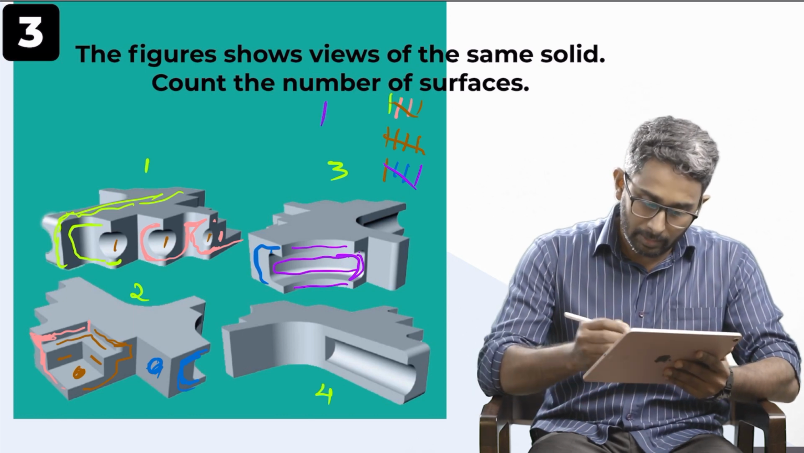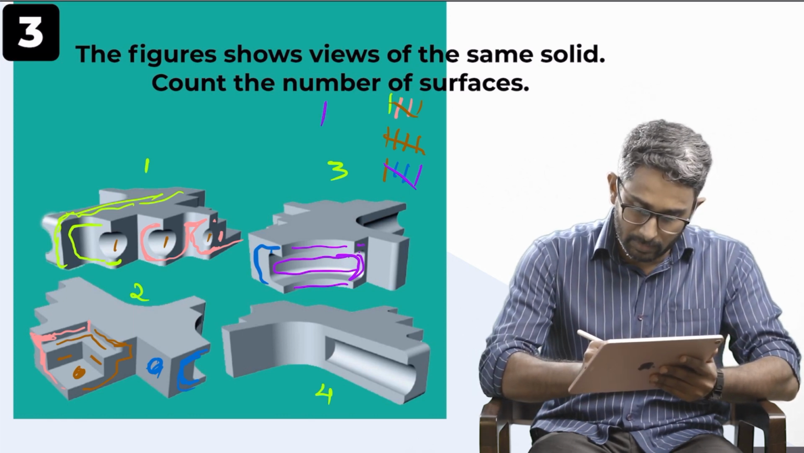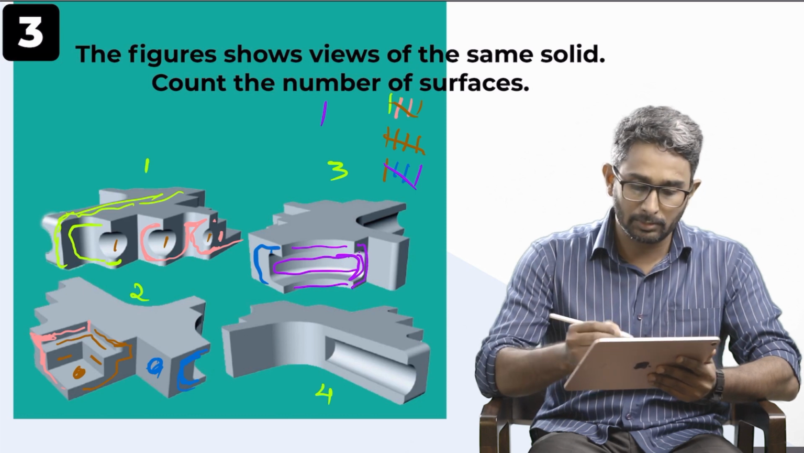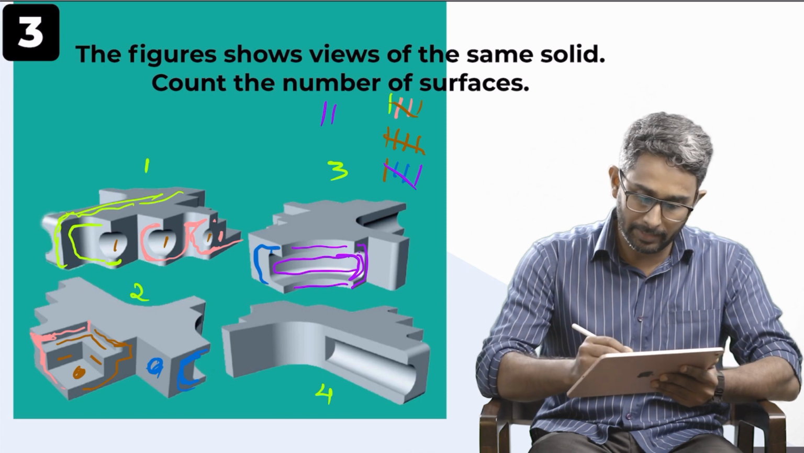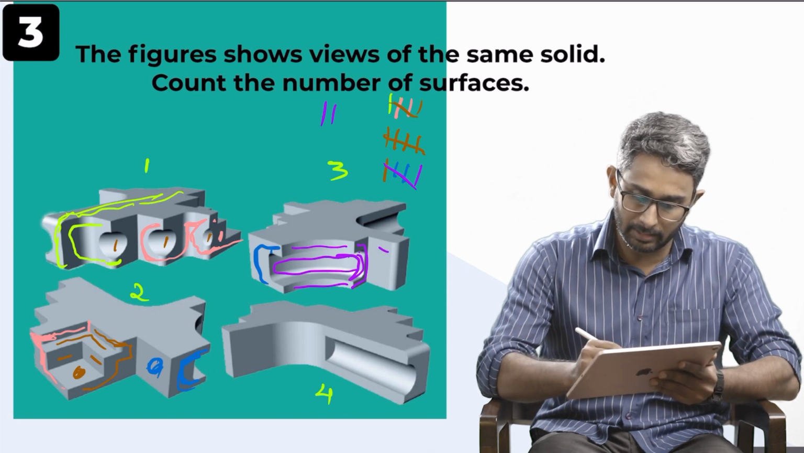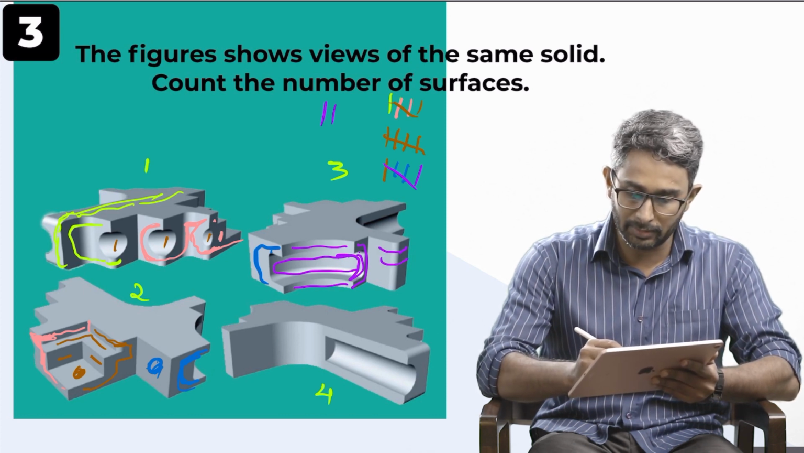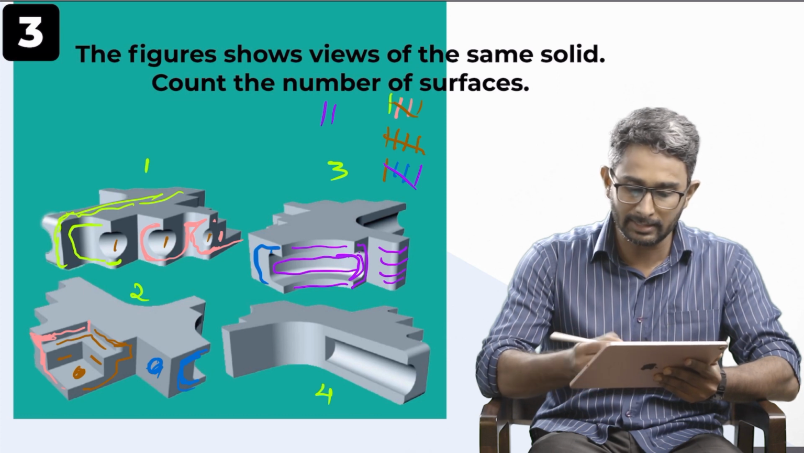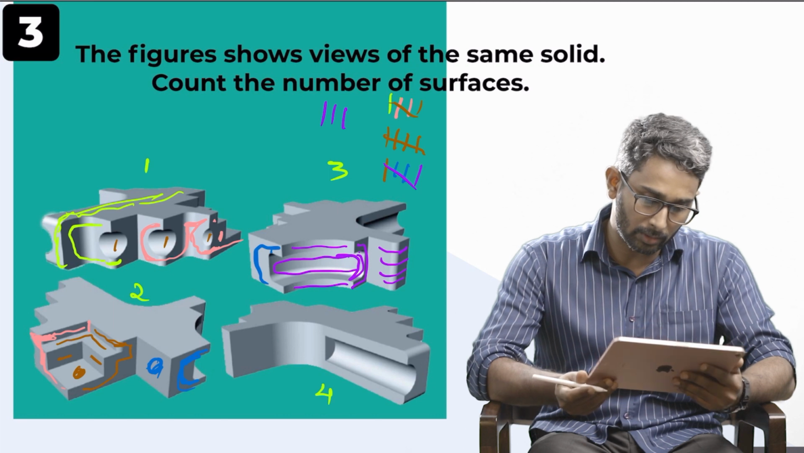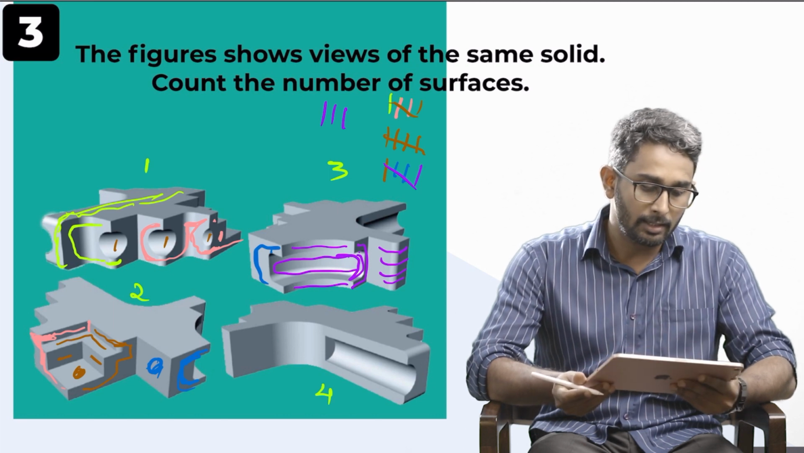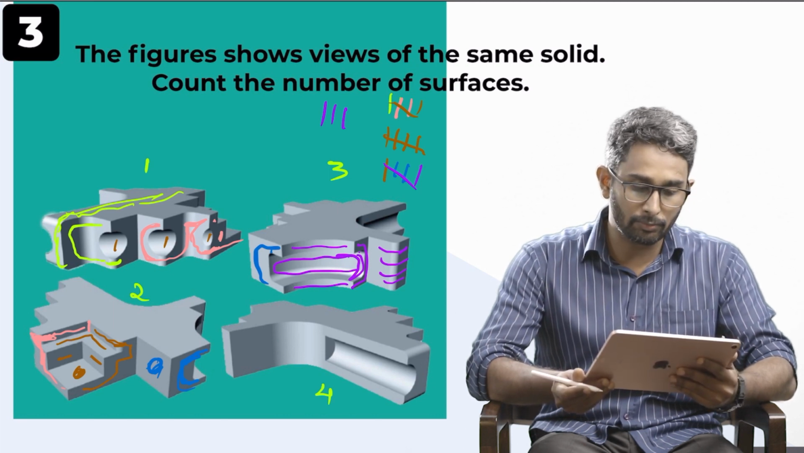Now you can see one more C shape over here. So one more C shape is there. So this is another surface. Then again there is a curved surface over here. This can be counted as one surface. Now I think we have counted all the surfaces from the third view of the same solid.